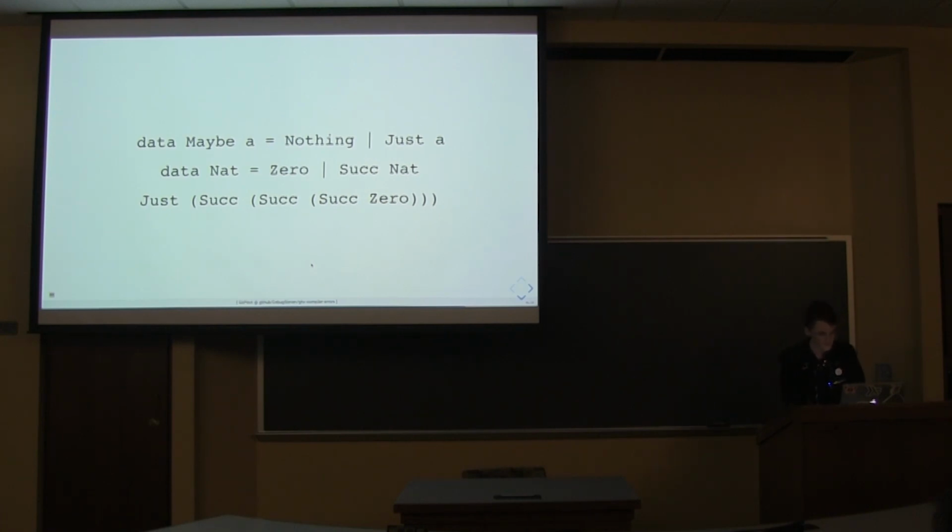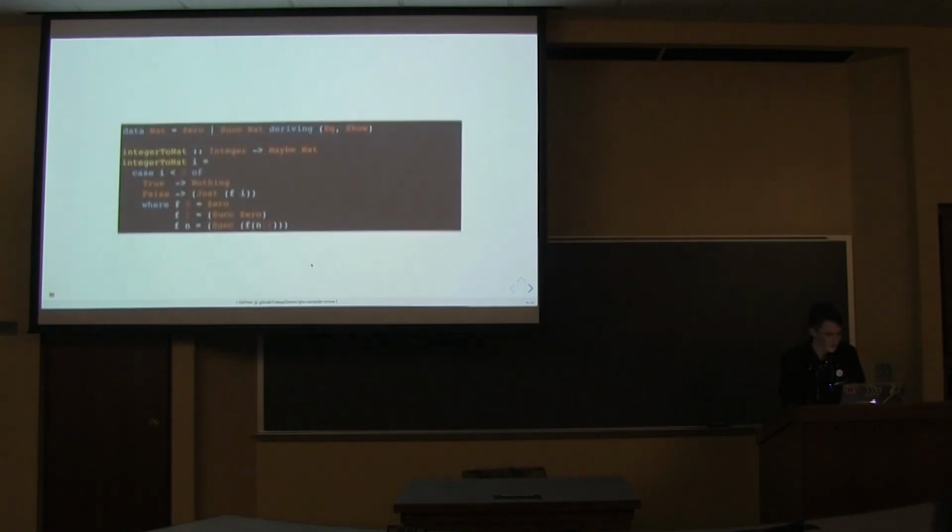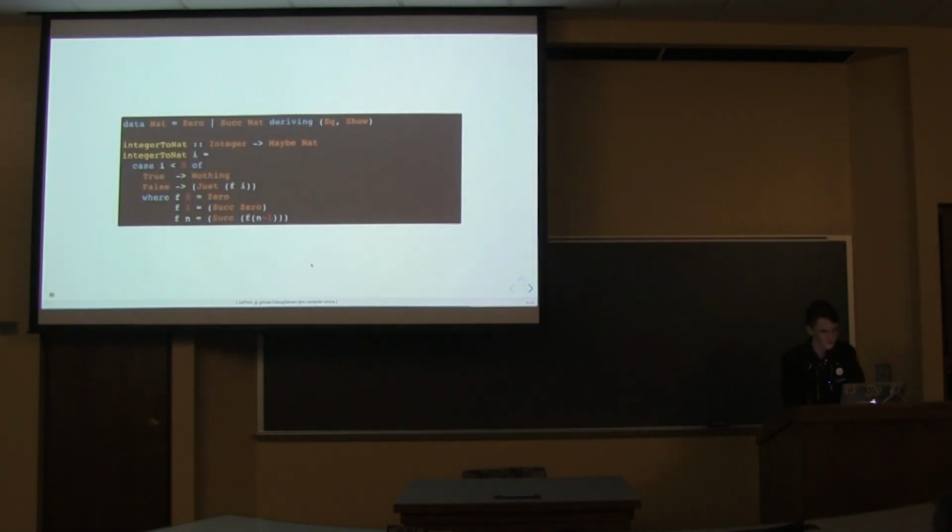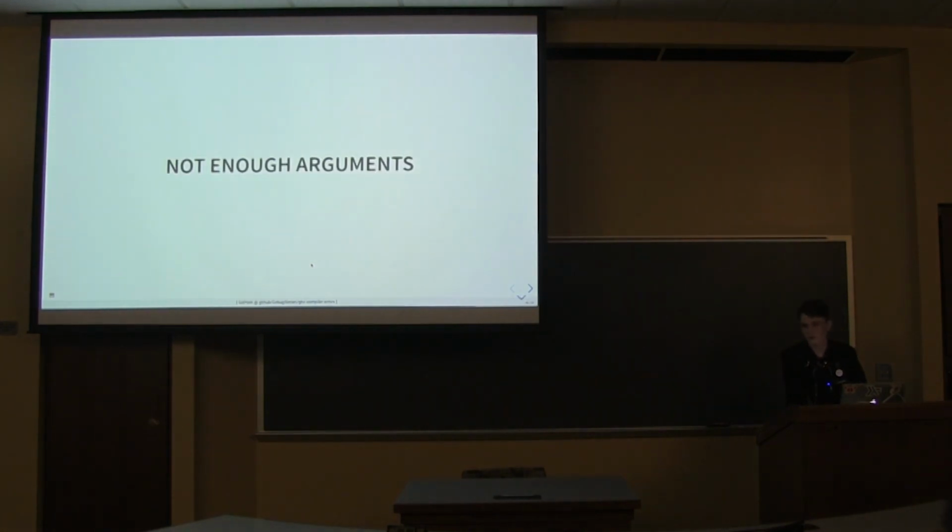So the way that I fixed this was creating a function locally. So that function, the function f, is going to actually construct the natural number, and then it's going to wrap that value in the Just up there. So that was a way that I was able to solve that problem. So let's talk about our next problem here. Not enough arguments.